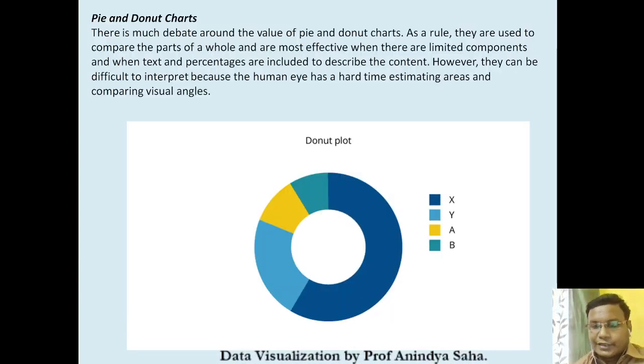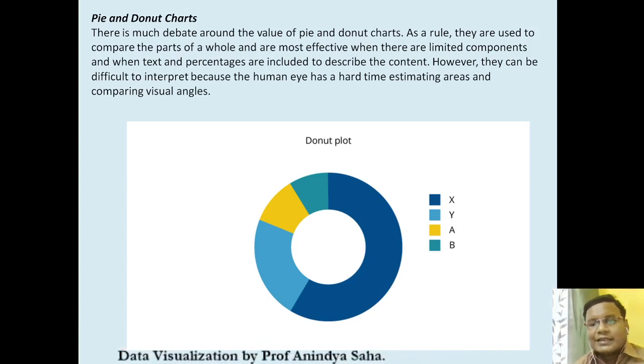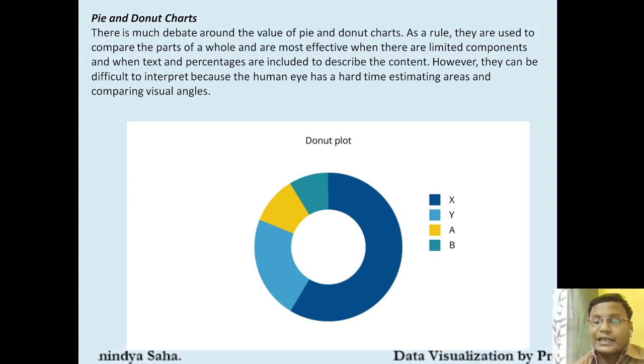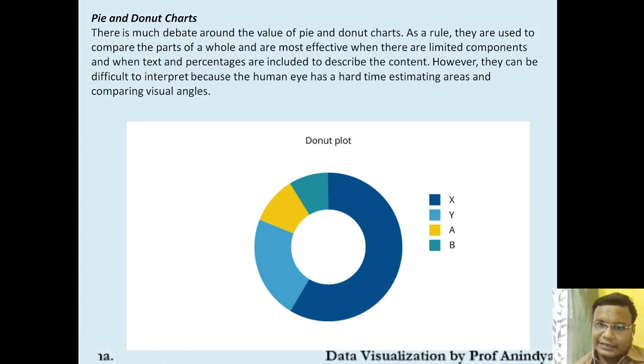Pie and donut. This particular diagram is known as a donut plot. When you remove the inner circle and make a complete single circle, then it will be a pie chart. There is a lot of debate about pie and donut. Basically, pie is for the single tuple analysis chart.